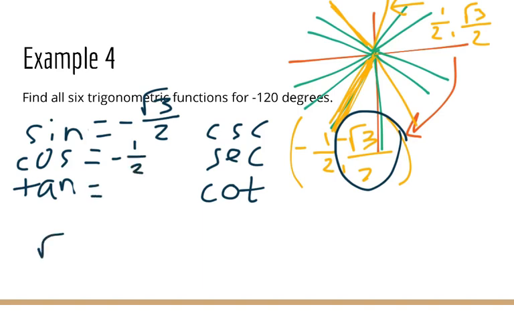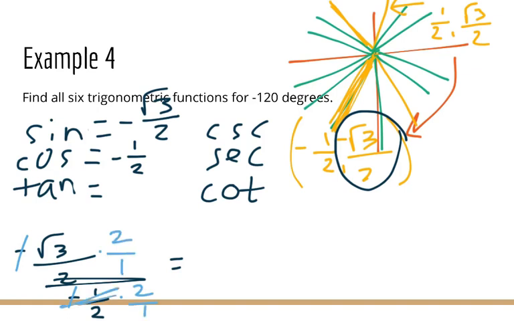Tangent is just you divide the two. So negative square root 3 over 2 divided by negative 1/2. Well, first of all, the negatives are going to cancel, so my answer is going to be positive. And let's simplify this by multiplying by the reciprocal of the denominator. That way I don't have a denominator anymore. And I'm going to get... also, look at those 2's will cancel. So I'm just going to get square root 3 actually as my answer.